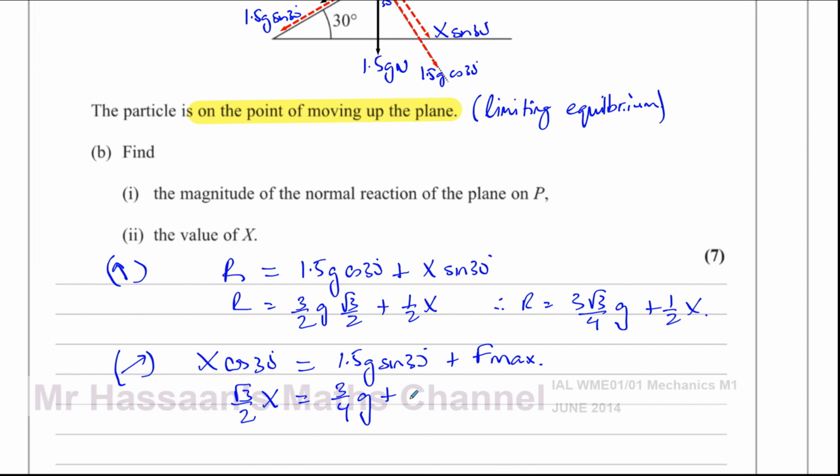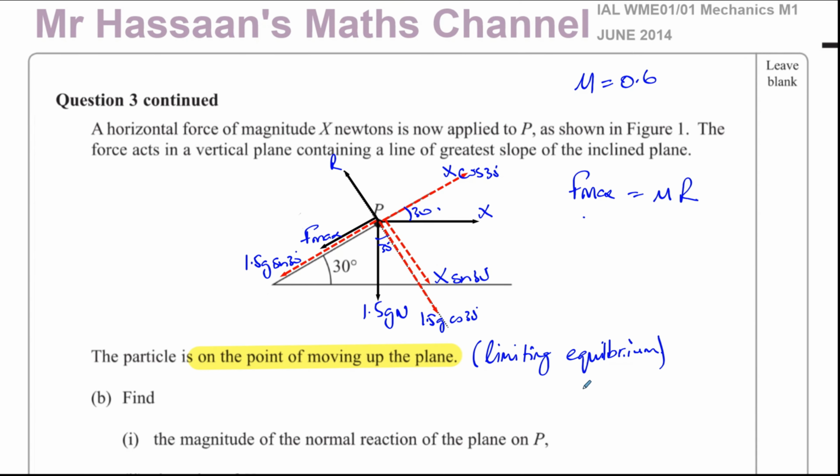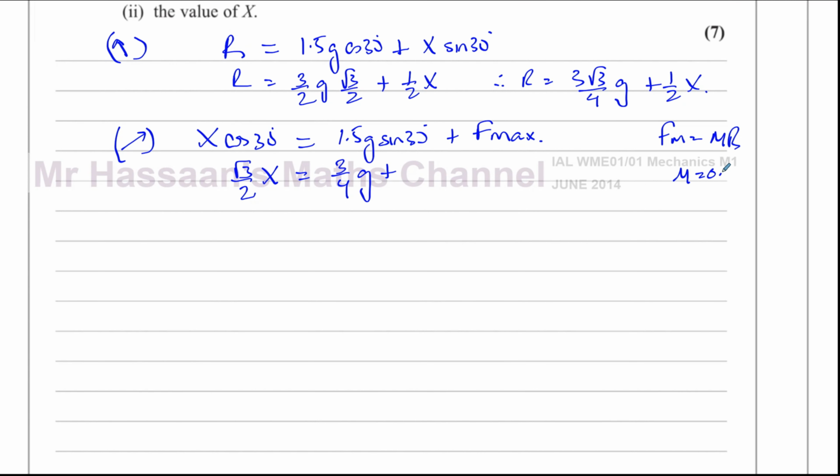Now I know F max is equal to mu R. We know F max is equal to mu R, and we know that mu is equal to, as we were told, 0.6. Okay, so you're going to have here 0.6 is mu. So you're going to have plus F max, which is 0.6 times R, which you can write as 3/5. So as I've got fractions here, you don't have to put things in fractions. I like to do this.